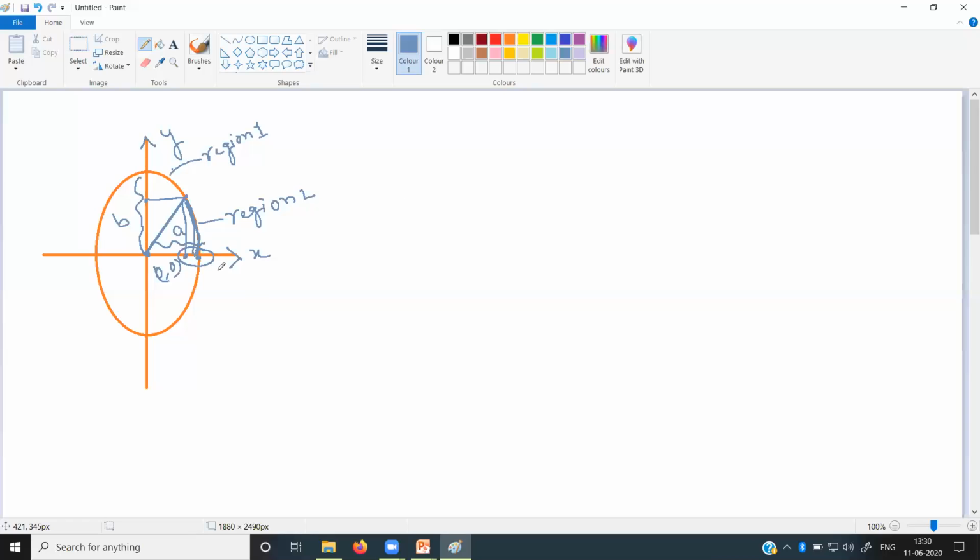The x starts from this point and ends at this point, so the change of x is very small. Whereas for the same region 2, the change of y is very wide. Here you can see the starting point of y is this one and the ending point of y is this one, so the change of y is so much.